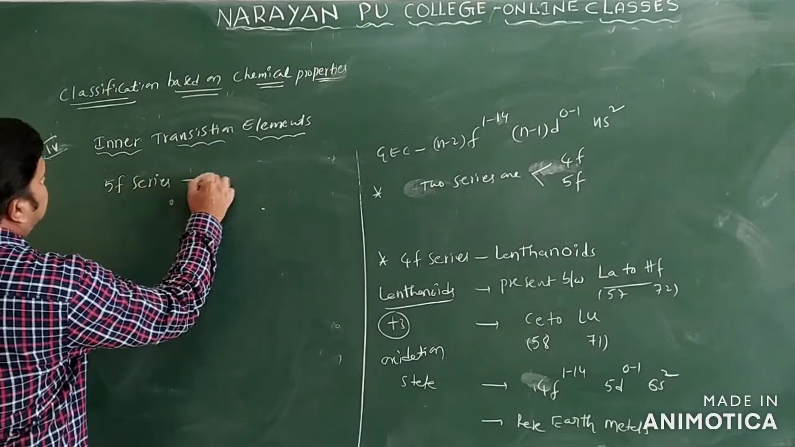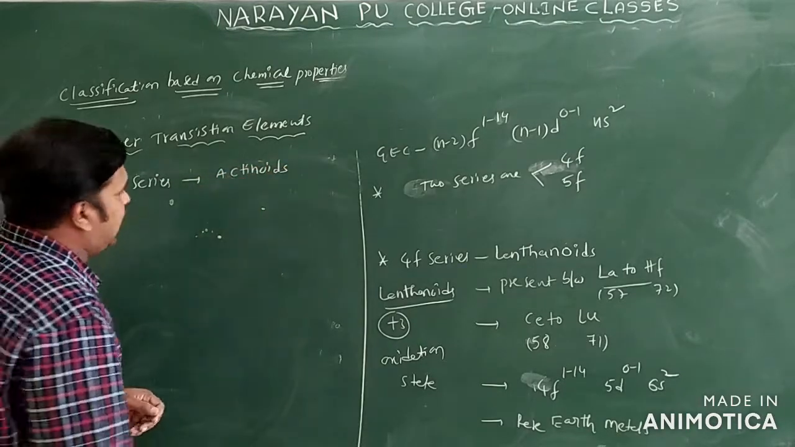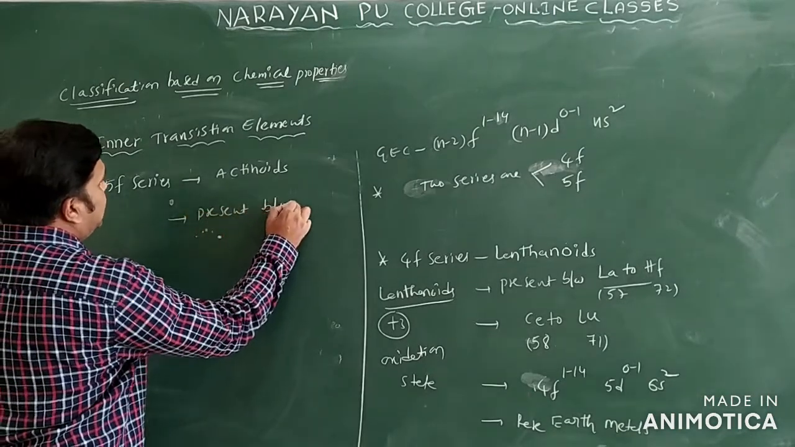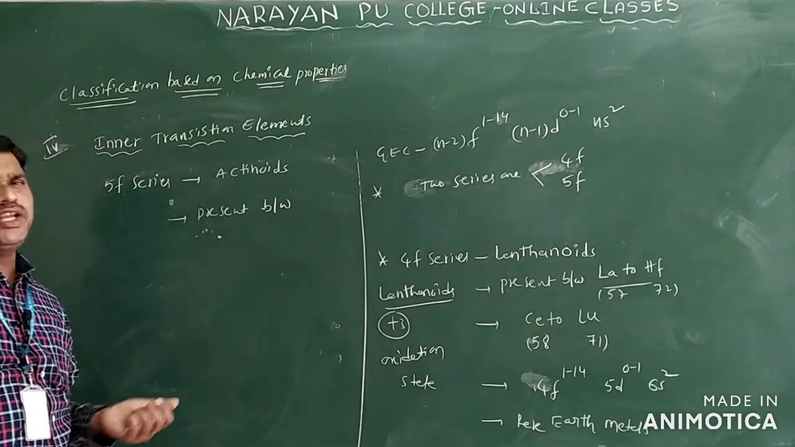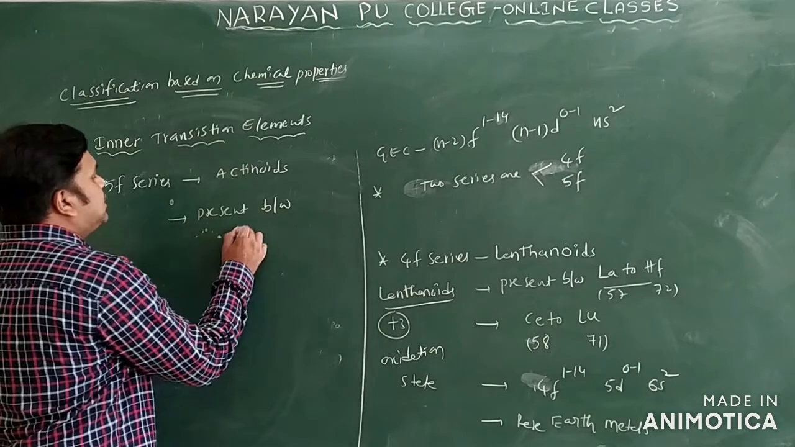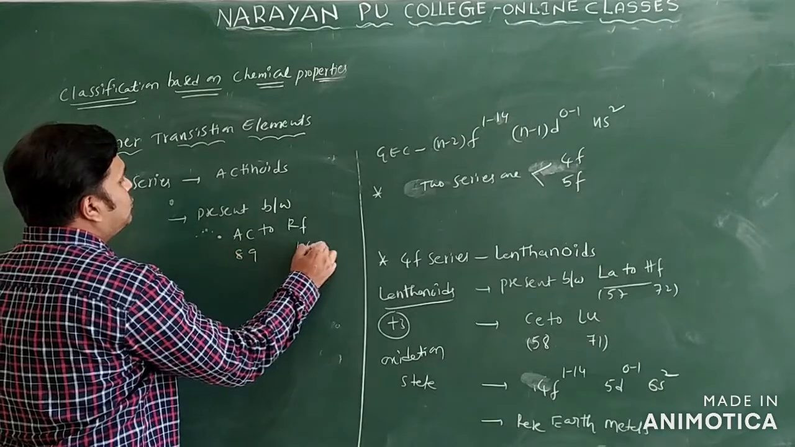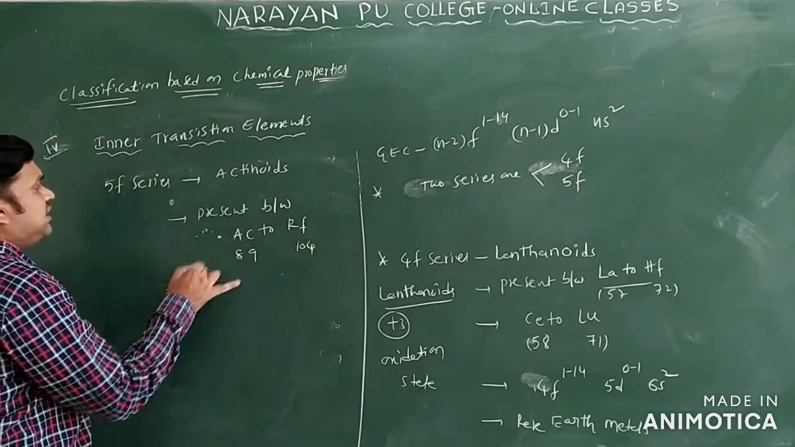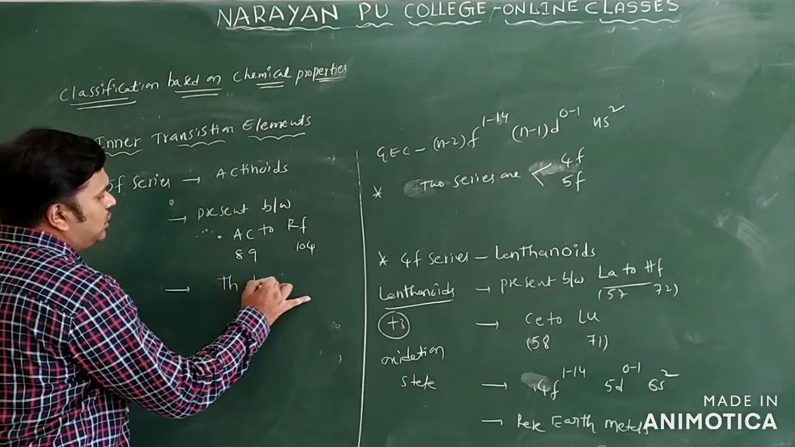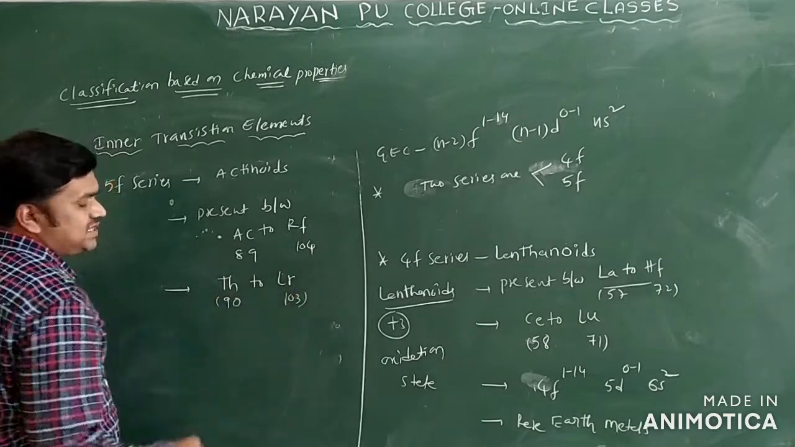We call the 5f series actinoids only. Actinoids are taken generally from thorium to lawrencium. Before thorium there is one more element, actinium, so actinium to rutherfordium is 89 to 104. The actinoids starting from thorium to lawrencium have atomic numbers 90 to 103.